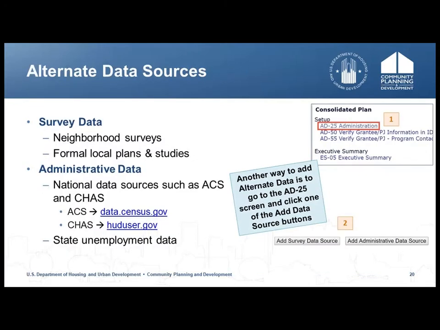You can add one of two types of alternate data sources to your ConPlan. The first is survey data, which can include neighborhood surveys or formal studies that use statistical methods. The second type is administrative data, which can include local, state, or federal data sets, such as the American Community Survey, or ACS, the Comprehensive Housing Affordability Strategy data, or CHAS, or state unemployment data.